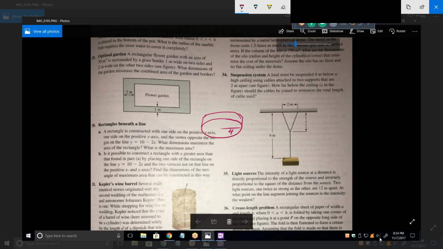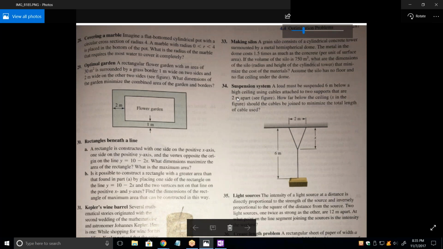What is the radius? Ooh, hold on a second. I missed something when I read this question the first time. Imagine a flat bottom with a circular cross-section of radius 4. A marble with radius between 0 and 4 is placed in the bottom of the pot. What's the radius of the marble that requires the most water to cover it completely?